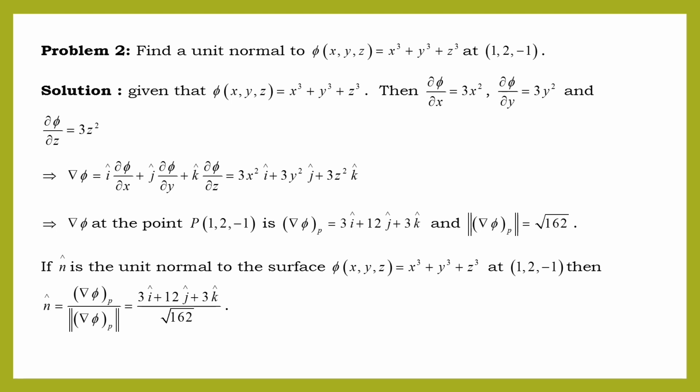cap plus 12j cap plus 3k cap upon square root over 162. This is the unit normal of the given surface at the given point. Thus, we can find out unit normals of the given surfaces by using the gradient. This is one of the applications of the gradient.